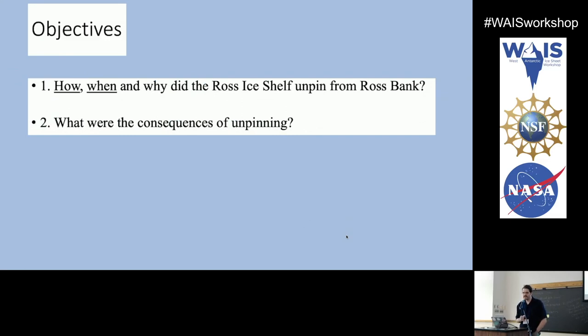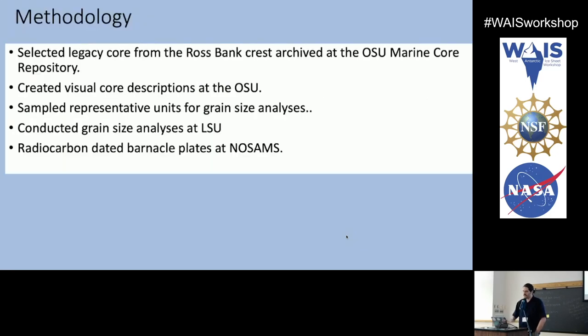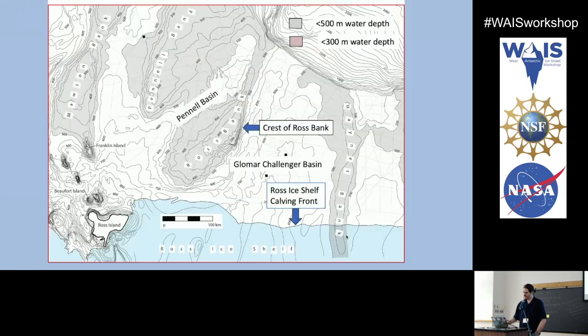So the objectives for the project are how, when, and why did the Ross ice shelf unpin from Ross Bank? And what were the consequences of unpinning? Methodology: we started by selecting some cores that were located on the bank, some legacy cores, went to OSU and made some observations on these cores and then sampled based on the units that we were seeing. We performed grain size analysis at LSU, and then we sent radiocarbon samples off to NOSAMS.